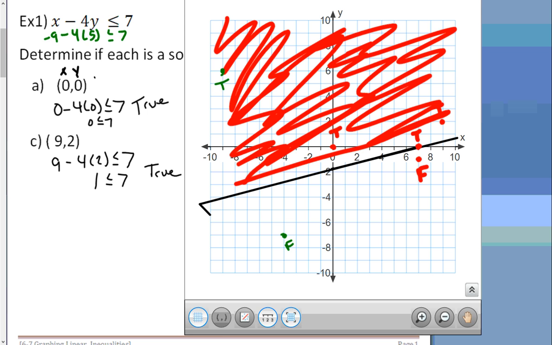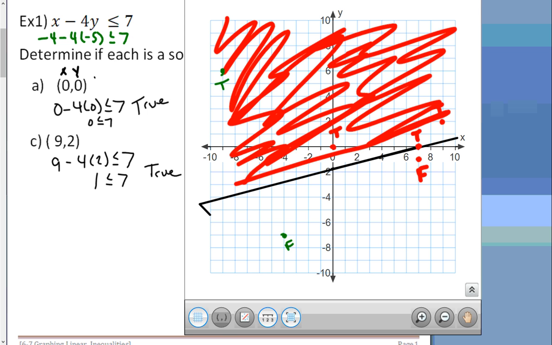Now, if I do the same thing with the other point, which is, what is this? Negative 4, negative 5? Negative 4 minus 4 times negative 5. If I put that point in, well, that's 20. Negative 4 plus 20 is 16. Is 16 less than 7? No, it's false. So that's why it's not shaded.